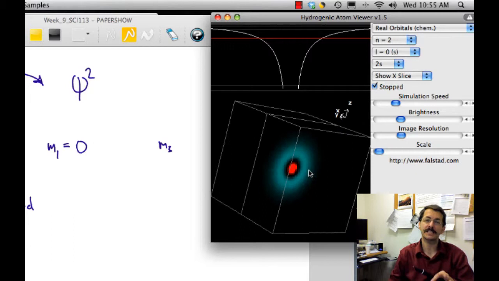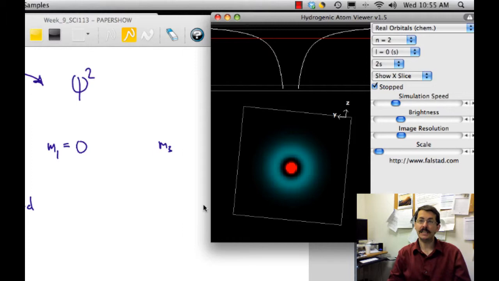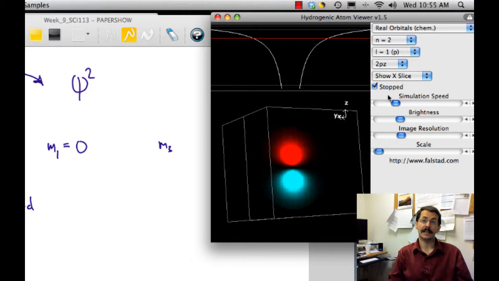All right, nothing too exciting to see. But if we switch from L is equal to 0 to L is equal to 1, we see a radical change in the electron density.